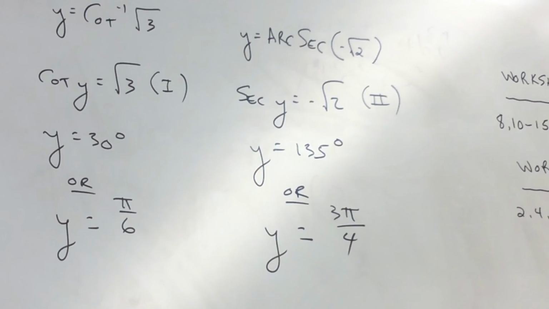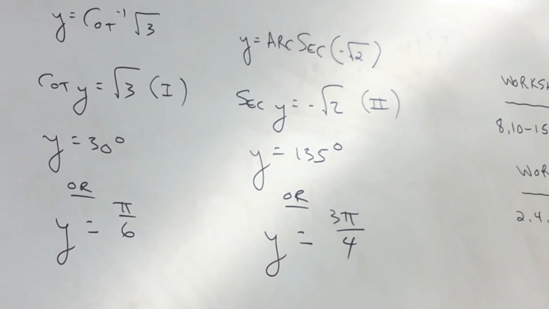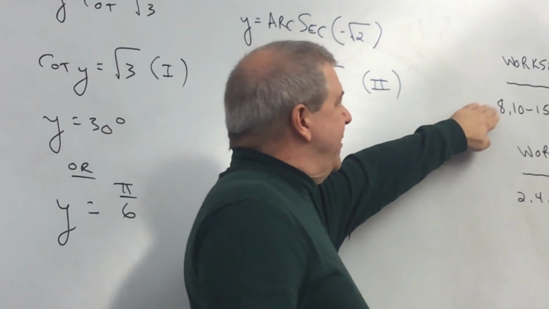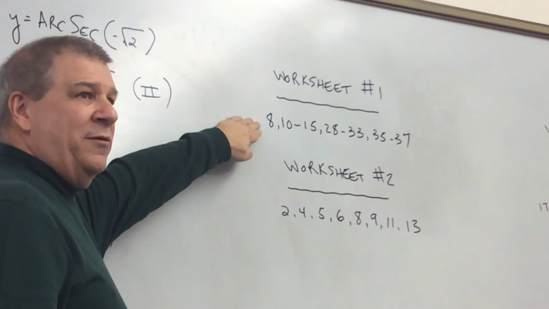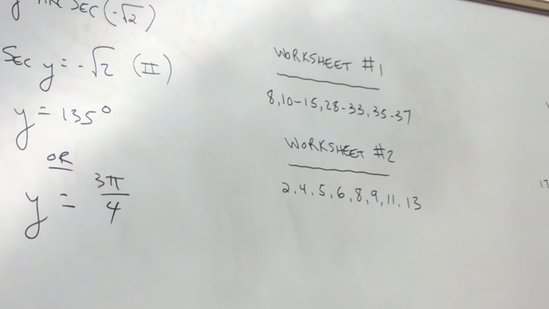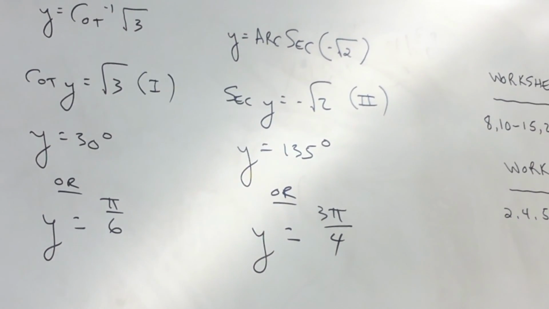Now, let me step back for a minute. Who has a question about what I just did? I think you would agree if you know your special angles, it's not that hard. Now, I'm not done yet. See this right here? Worksheet number 1, those numbers, that's what that is. It's going to be the tan, the cotan, the secants, and the cosecants. Now, write this down. Now watch how I'm going to change the problem here.